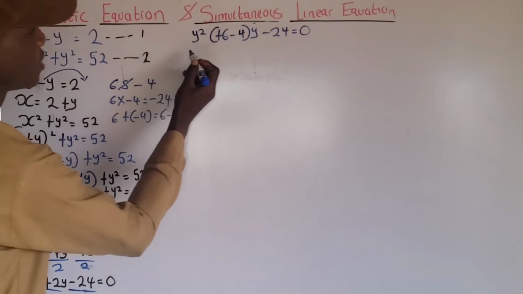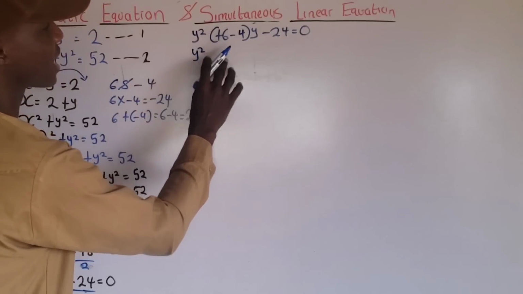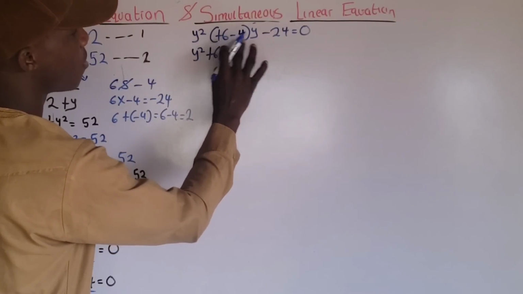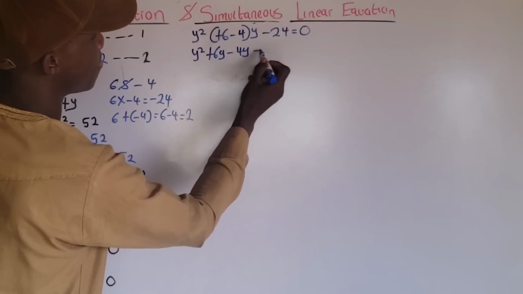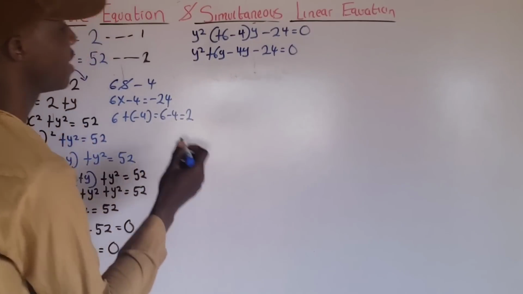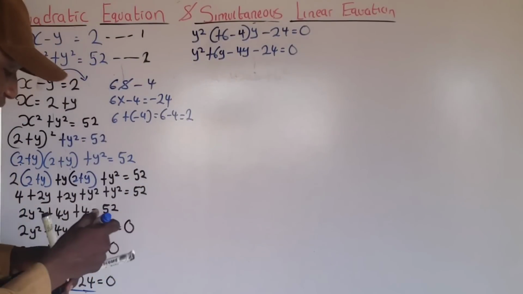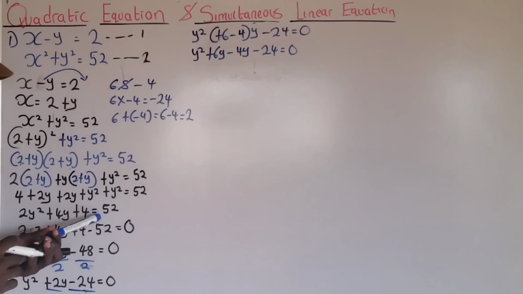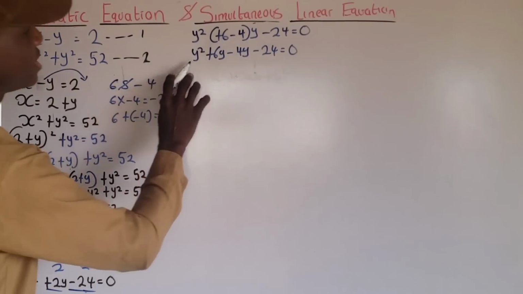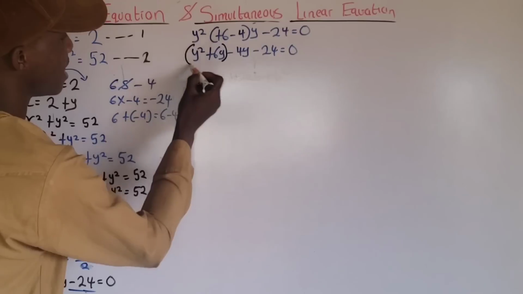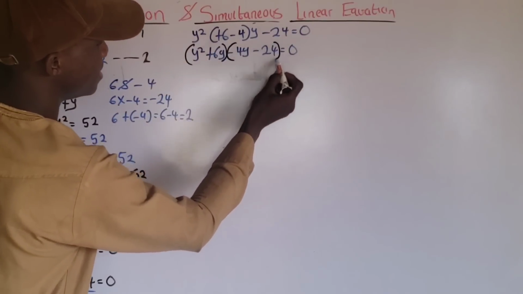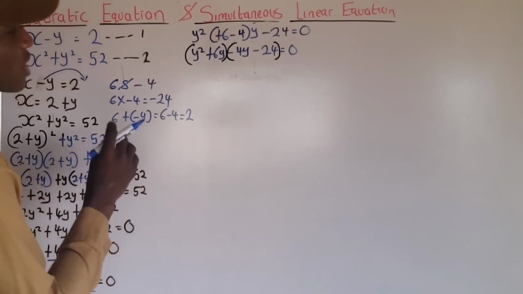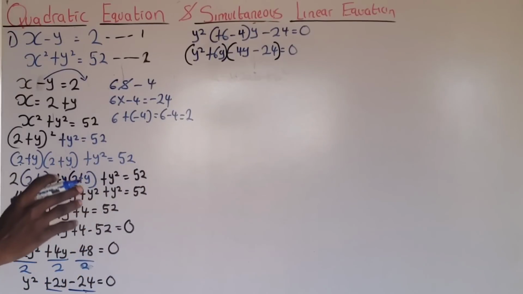Let's proceed here. I'm going to have y squared. Okay, open the bracket now. Plus 6 multiplied by y, that is plus 6y. Negative 4 multiplied by y, that is negative 4y, minus 24 equals to 0. Okay, now having gotten to this point, I'm going to separate this equation into two. The first part is here and the second part is this. You understand? Okay, now I'm going to factorize each part, so I want you to pay attention.